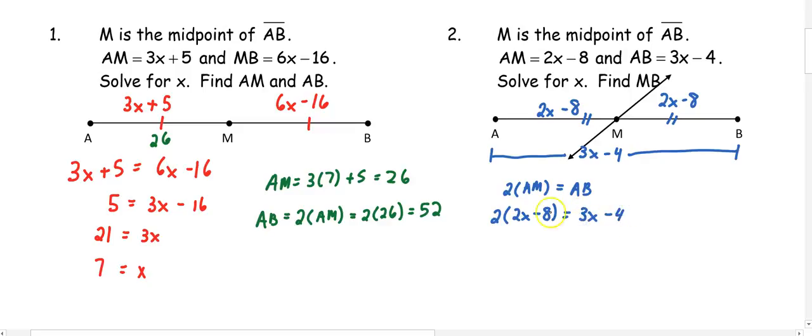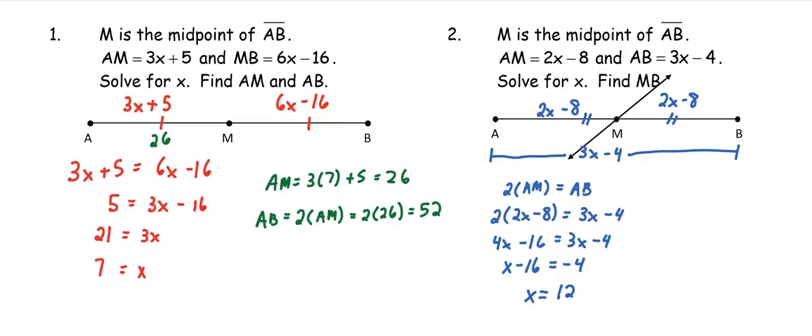So my first step is to distribute. 4x minus 16 equals 3x minus 4. I need to get the variable on one side and the number on the other. So first I'm going to subtract 3x. So x minus 16 is equal to negative 4. And I'm going to add 16 to both sides. So x is 12. Then I need to find the measure of MB. Remember that MB was the other half of our line. So it's also equal to 2 times 12 minus 8, which is 16.